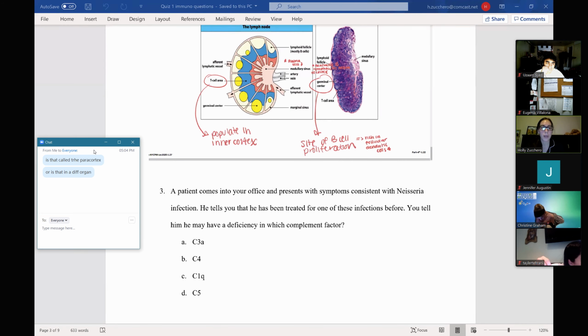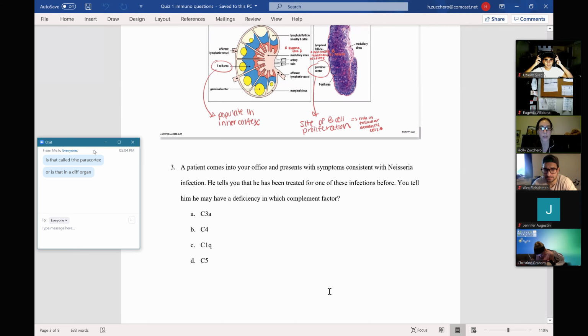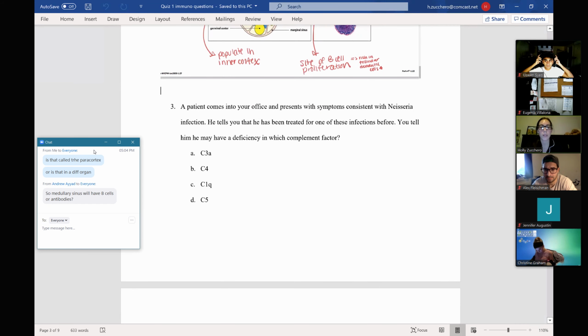Is that called the paracortex or is that in a different organ? In some things they might call it the paracortex. Yeah, like Alex just said, it is, but he won't really use that word. He might use medullary cortex if you see that, because I think some people wanted to say medullary cortex, but then they saw sinus.